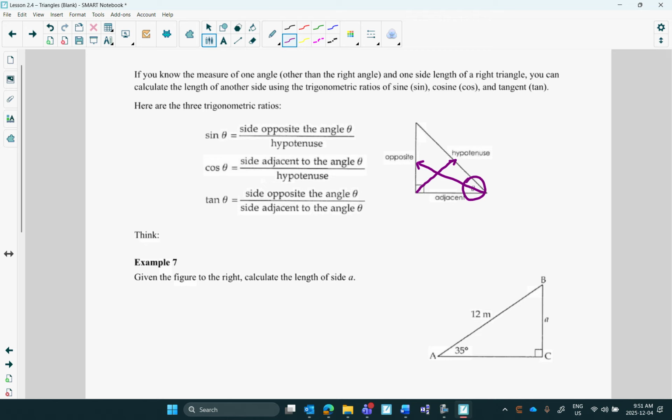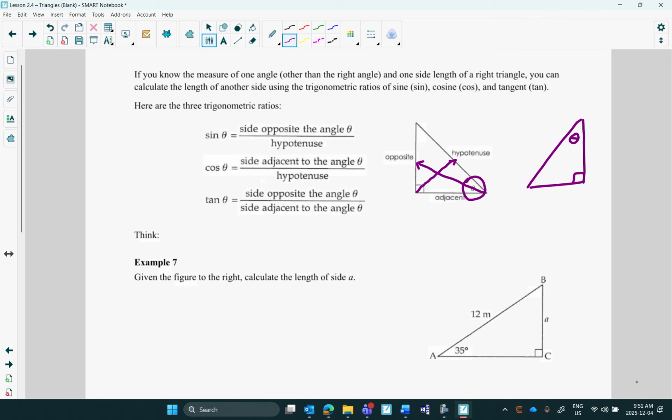Okay? So like if I gave you this, what's the name of this side? Adjacent. Really? No, opposite. What's the name of this side? This is adjacent. What's the name of this side? Hypotenuse. Good. Okay. So knowing the three sides, we can use these three trig ratios.